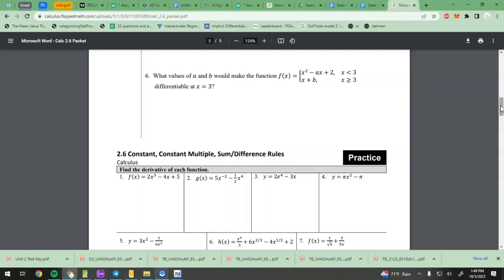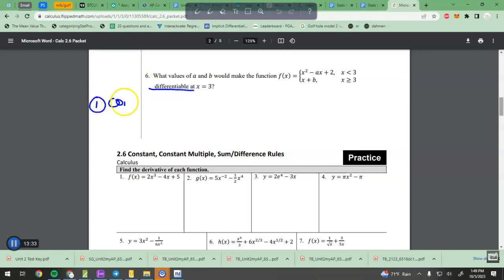Fair warning. If it's going to be differentiable, then two things have to be true. One, it has to be continuous. So continuity would mean that x squared minus ax plus 2 has to equal x plus b. That doesn't look very friendly. I've got an a, a b, an x. A lot going on there. I know one of those. What variable do I know?